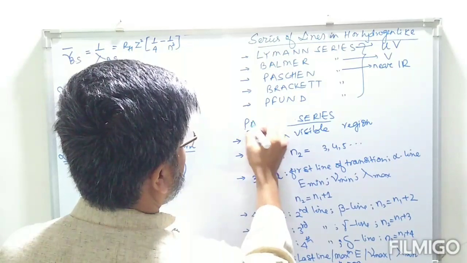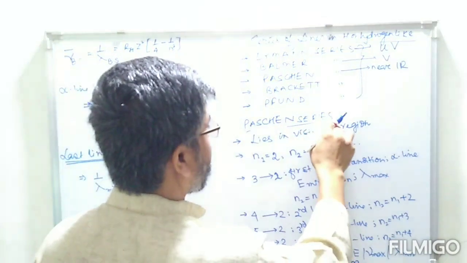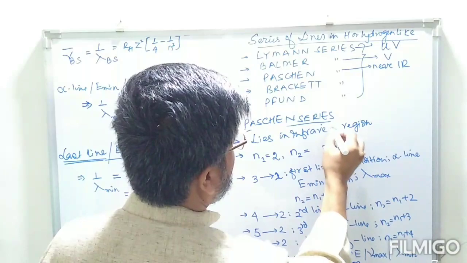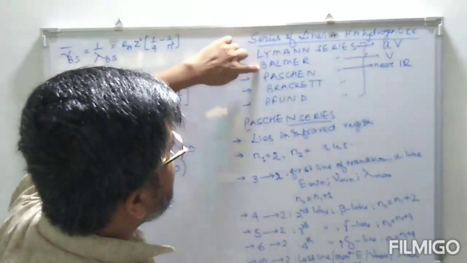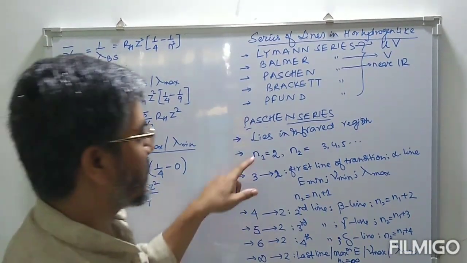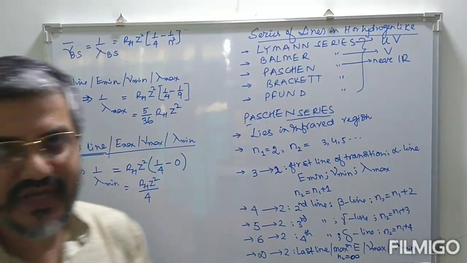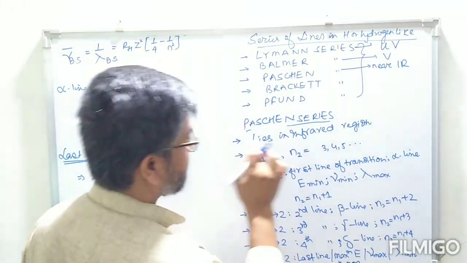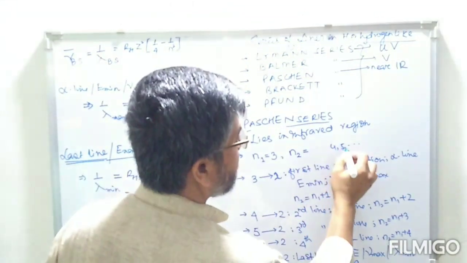Paschen series. The Paschen series lies in the infrared region. For the Balmer series, the electron was coming from any excited level to the first excited state, that is n1 is 2. For the Paschen series, if the electron is coming from any excited level to the second excited state, that is known as n1 equal to 3, and n2 is any value greater than 3.